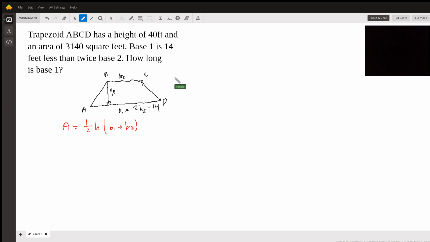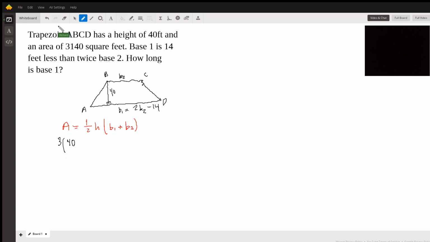When you're working with a trapezoid, you might be tempted to break it into shapes. You'd have two right triangles and a rectangle here. But it's so much faster and easier if you can just remember the formula rather than breaking it up like that, which is really kind of crude and time consuming. So we're told that the area is 3140.